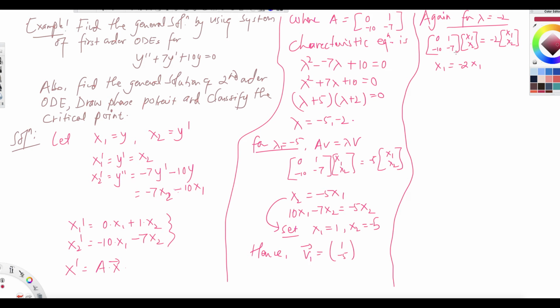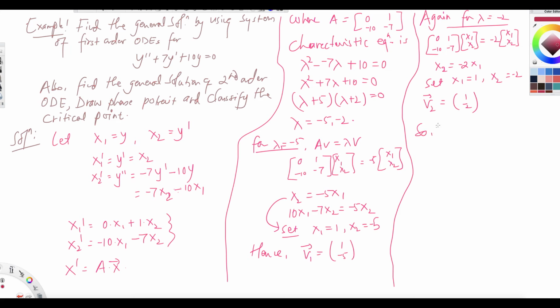But you don't have to do both, okay? So just take one equation and set, I'm sorry, this is x2. So set x1 equals 1, you get x2 equals negative 2, right? So what is vector v2? It is [1, -2].